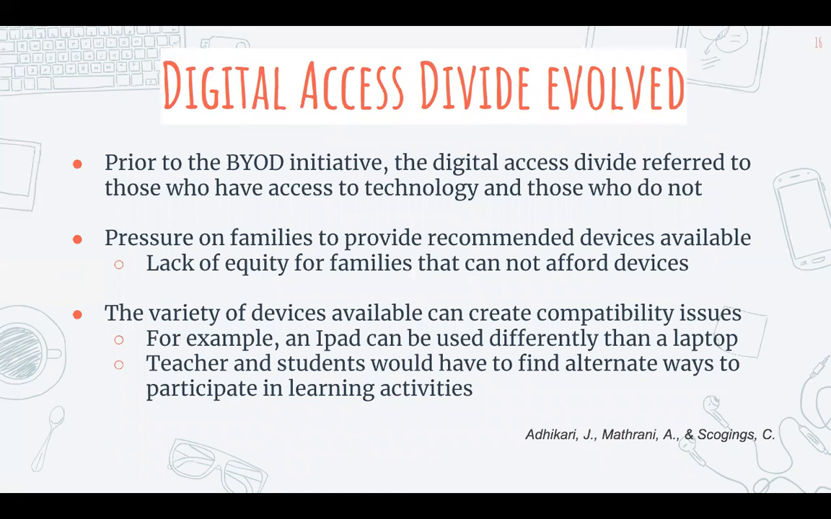Prior to the BYOD initiative, the digital access divide referred to those who had access to technology and those who did not. With everyone having more access to technology now on their own devices, the BYOD initiative has created an evolved situation of this. Now that students have these devices in the classroom, there's more pressure on families to provide those recommended devices. And essentially, it's a lack of equity for families that can't afford devices.